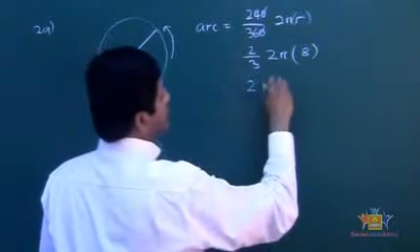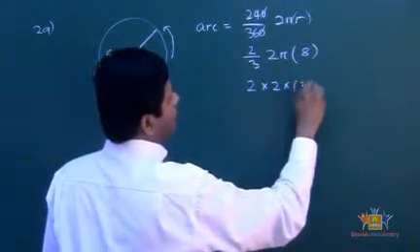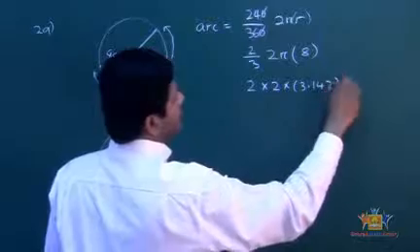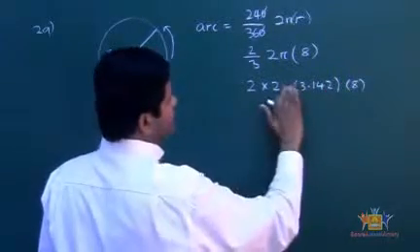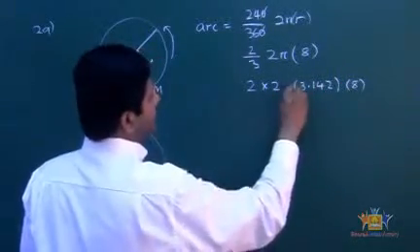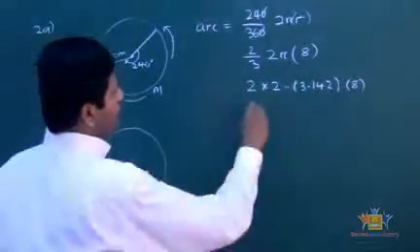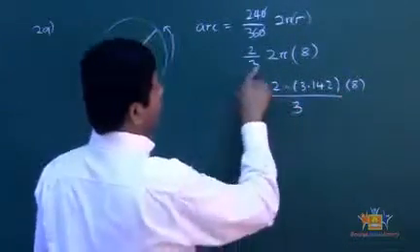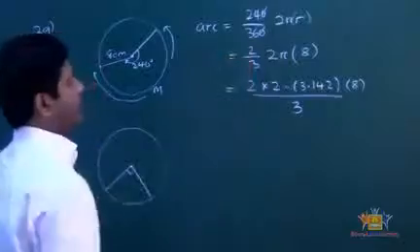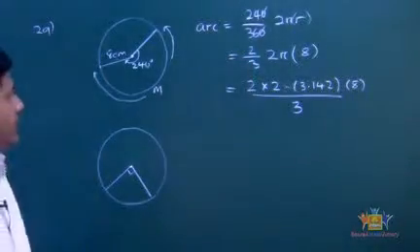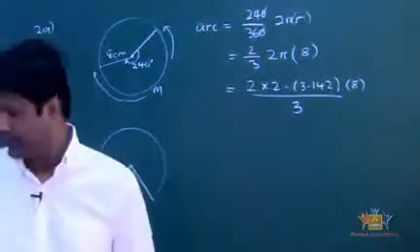2 times 2 times 3.142 times 8. Alright, so we can do it like this. Okay, so over 3, right there. So you can rewrite this like this. Does that make sense? So now let's take the calculator.